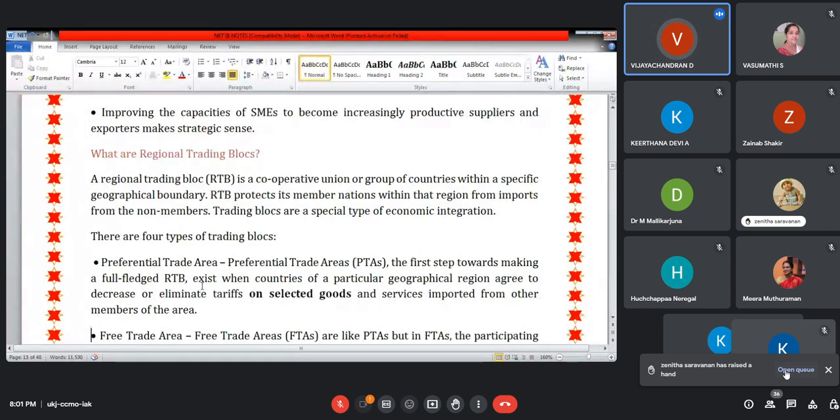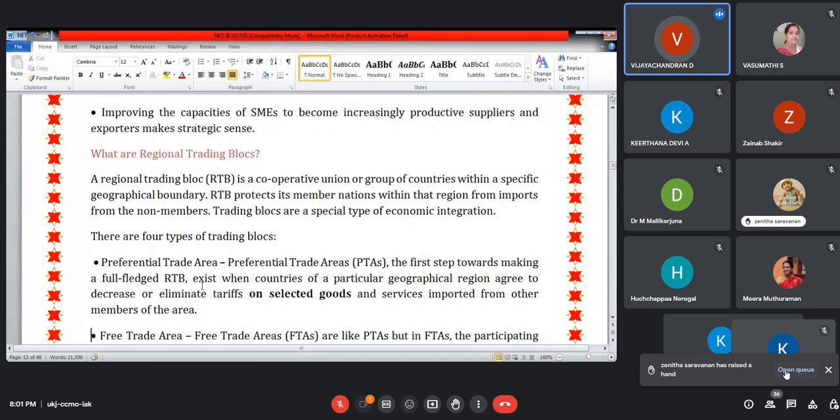So regional trading blocks means what? The countries which are located in a particular region will create a union. They will come up with a treaty, they will sign the agreement in the form of a union, a cooperative union. So again, regional trading block means a group of countries within a specific boundary. Like I will give the example, SAARC. SAARC means South Asian countries. So South Asian countries will create the union, the seven member countries.